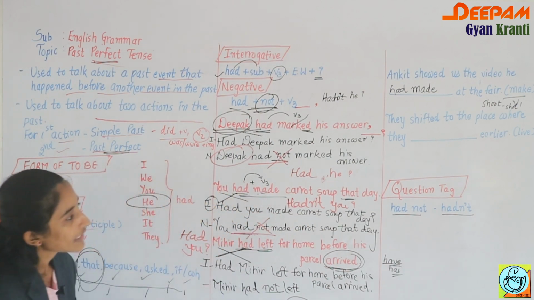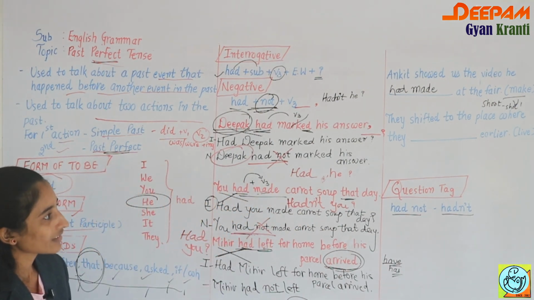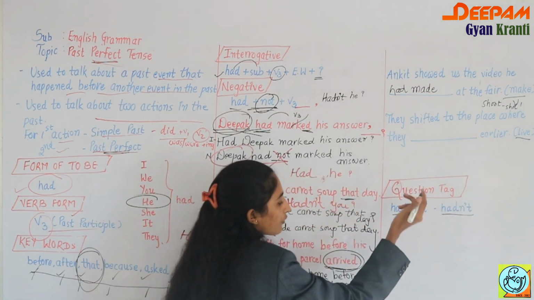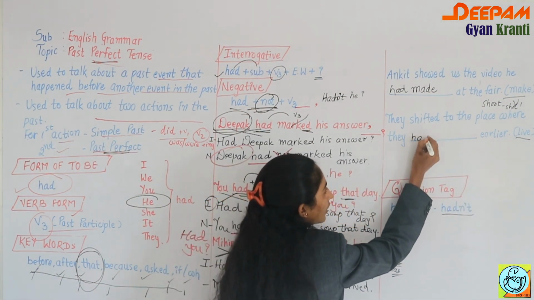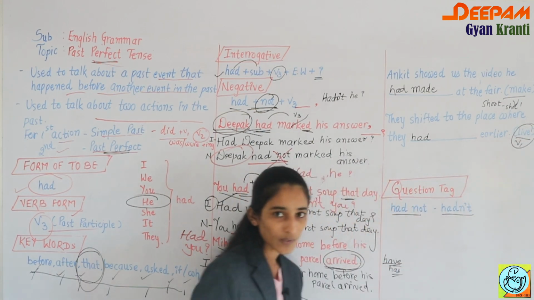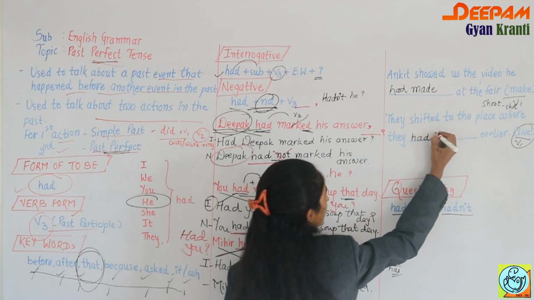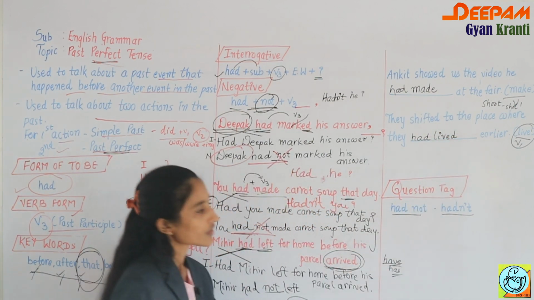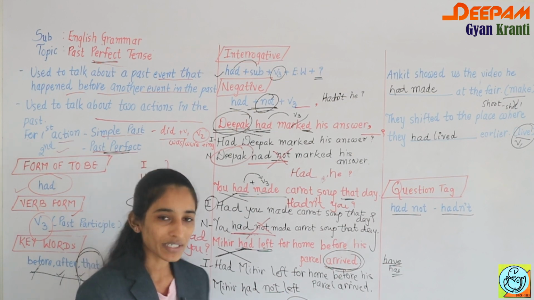Right, suppose shoot is given to you here, so V3 is shot. Then next one, they shifted the place where they blank earlier, and it is given to you leave. So with they also definitely we have to put had, then leave is V1, and we have to change this leave into V3. So what is the V3 or past participle? So had left. Okay, so this is the thing, and I hope it is clear.